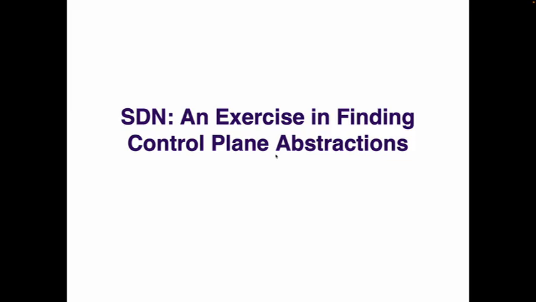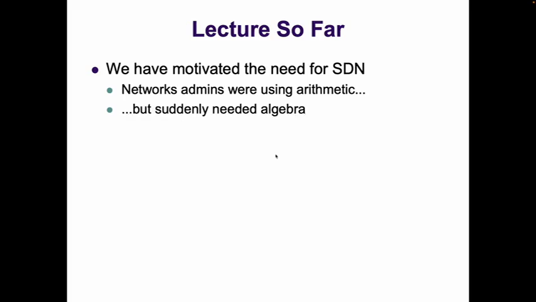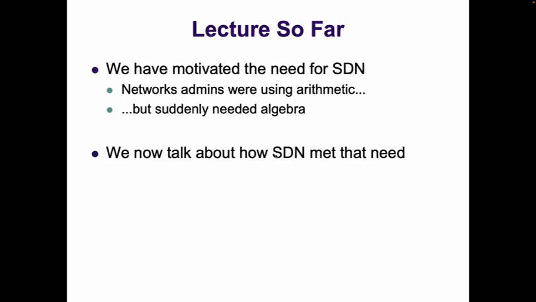So all SDN is an exercise in finding the control plane abstractions. This has been a very long way in the lecture so far of saying the only need for SDN is that the network administrators were using arithmetic, but suddenly needed algebra. And we have to talk about how SDN met that need. Meaning, what are the abstractions that they needed in order to build a control plane? That's all SDN is. It's those abstractions, what's the right way to think about a control plane that makes it easy and systematic.